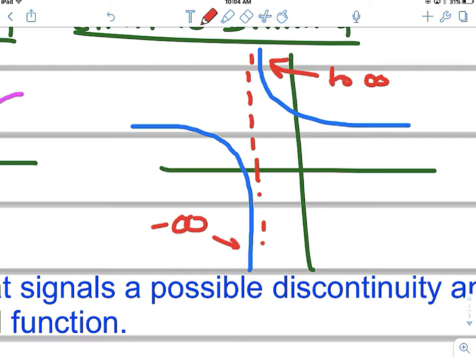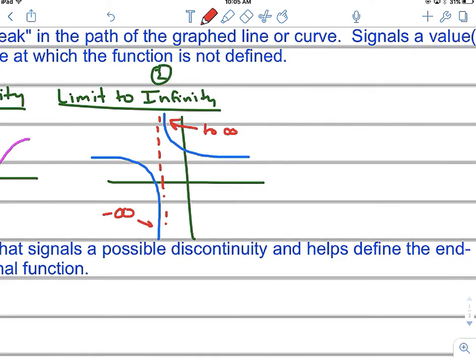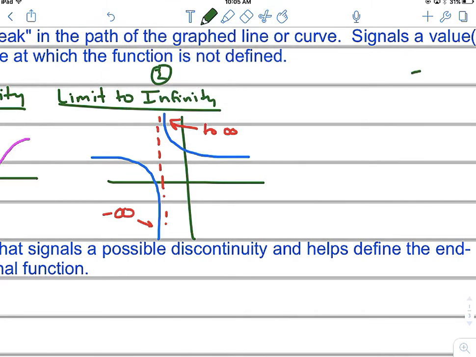Now this isn't really an end behavior type thing, but it's a version of it at least, because it talks about the y value as x approaches, in this case, the asymptote. So that's what we call those limits to infinity. Now this third type, which we will study in the coming classes, is something we call removable discontinuity.